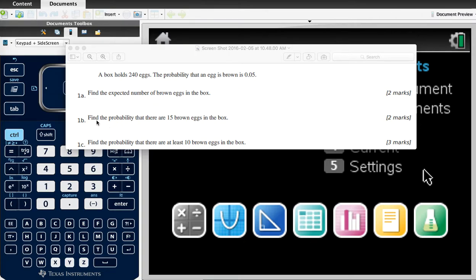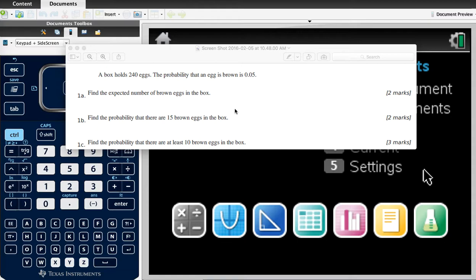The next question, find the probability that there are 15 brown eggs in the box. So first of all, we should set up the right notation. The probability that X is equal to 15 is what we should write down. And we should also have stated that this is a binomial distribution. So X is distributed by the binomial distribution with n trials, so 240, comma, probability of success, so 0.05. That will then inform the examiner that we've recognised it's a binomial distribution for an easy method mark.